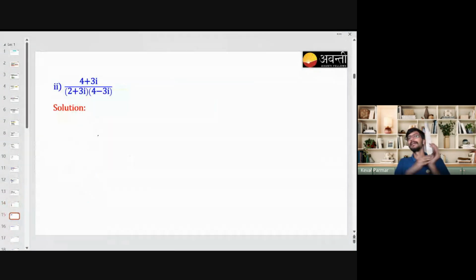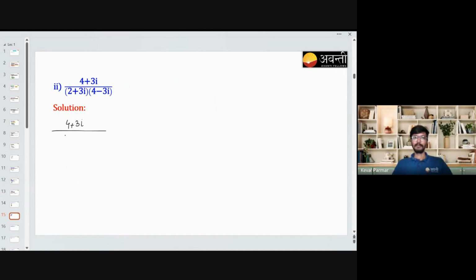Let's see the next one. This is a very nice question here, guys. Why am I saying very nice question? Because here we'll use the addition, subtraction, multiplication, and division, all of them in complex numbers. So this is a division of complex numbers. So let us first simplify the denominator. In the numerator it will remain the same.